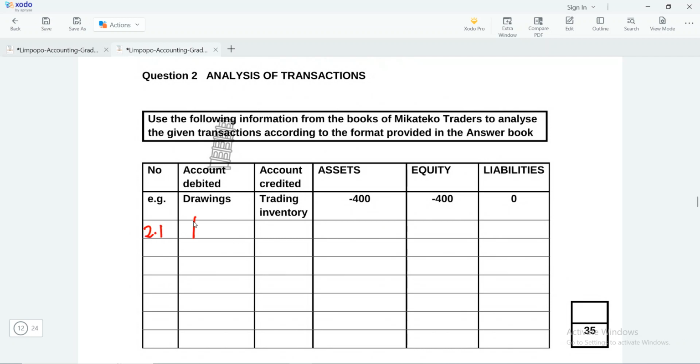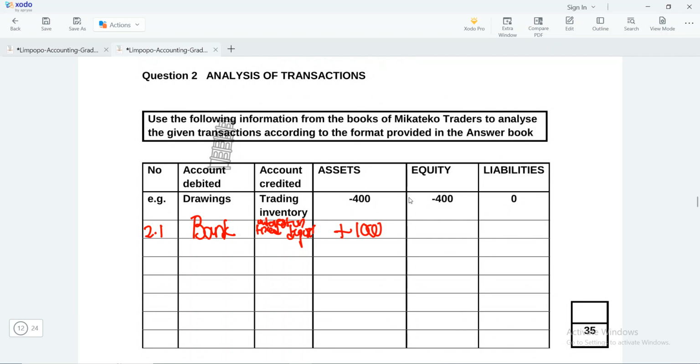we will debit the bank. Why are we debiting the bank? Because we are receiving the money in the bank. And then we will credit interest on fixed deposit. Okay, and then remember, it's a plus by 1,000. Our bank account is increasing by 1,000 because we are receiving money in the bank account.